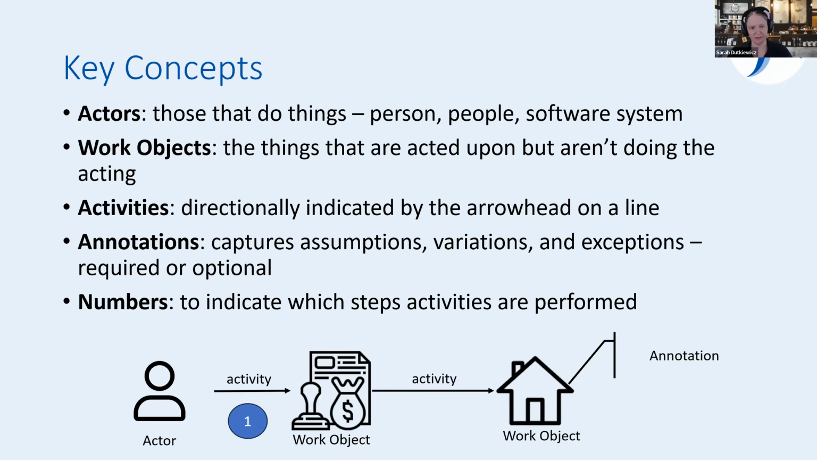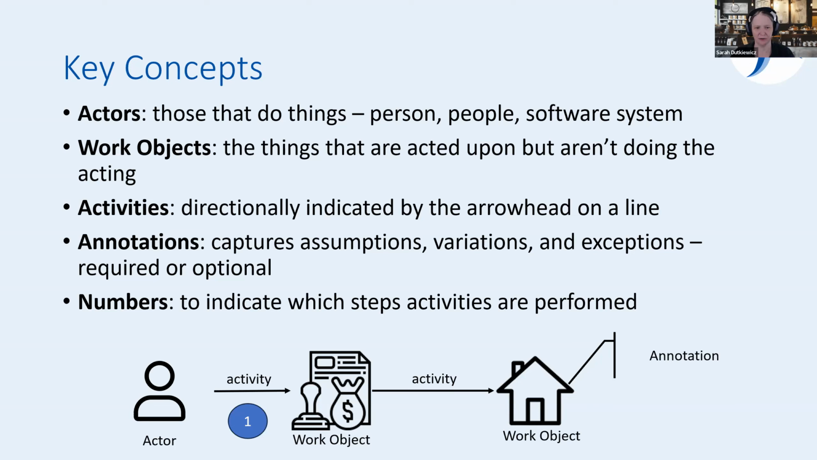In this particular example, just so you can see the key concepts laid out. So we've got the actor. Only thing here in this storyline that's performing any activities is our actor. They perform an activity on a work object. That work object may be related to another work object. And you could have an annotation here. And this is the step number. Now you're probably just like, all right, actors, work objects, this sounds pretty eh.